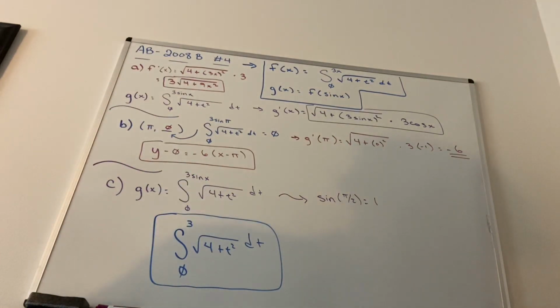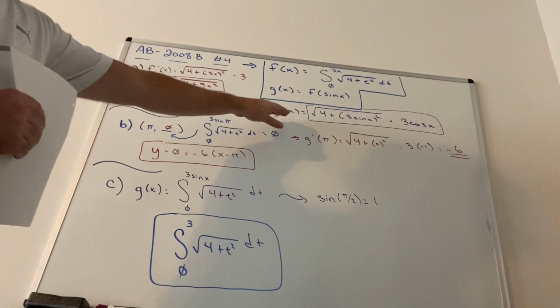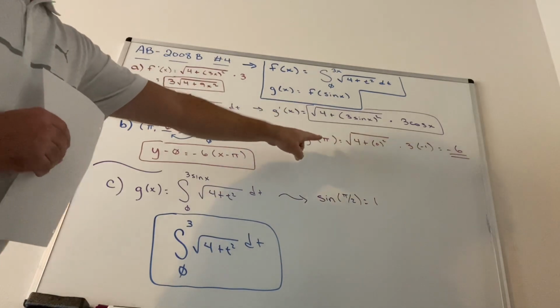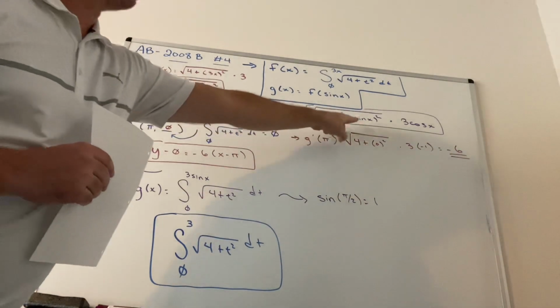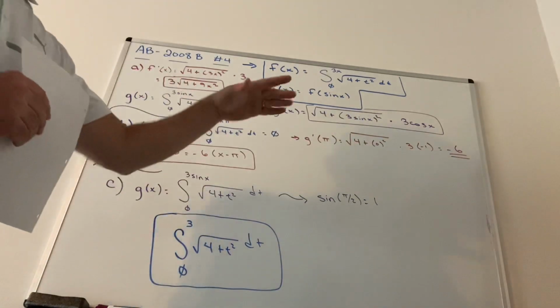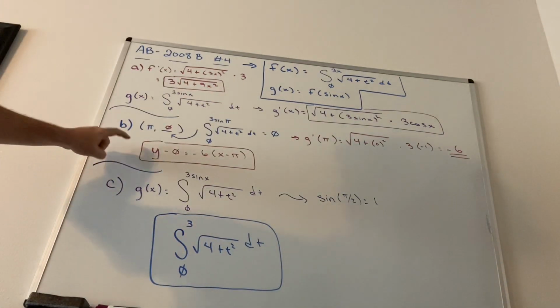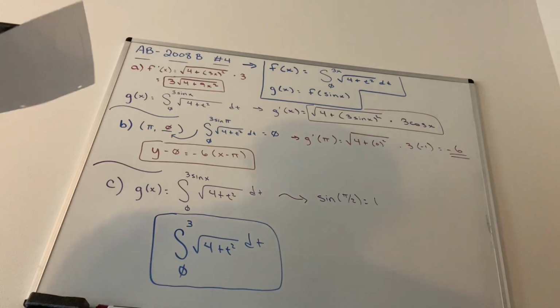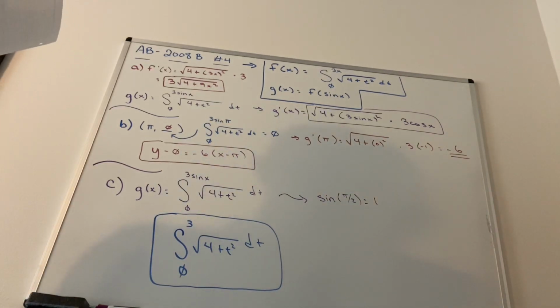Okay, we already know the equation for g prime of x. So I'm just plugging a pi in. We just talked about how the sine of pi is 0. And then evaluate, you get -6. There's my tangent line.